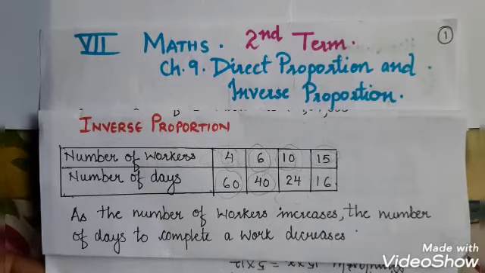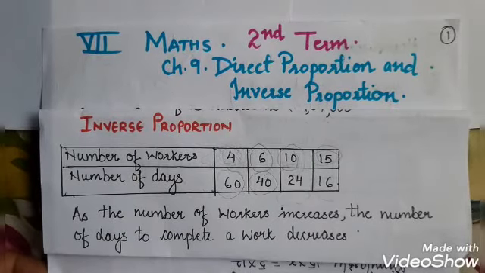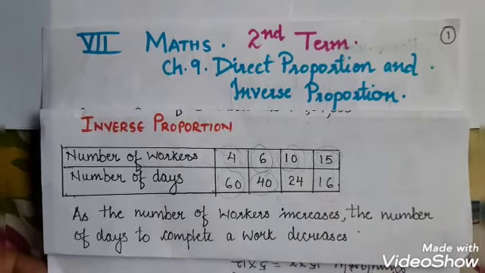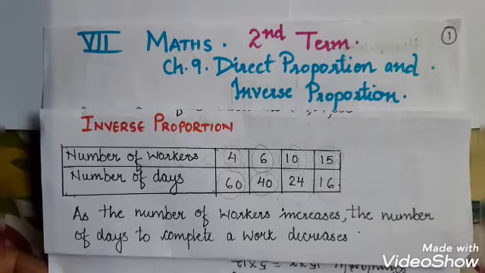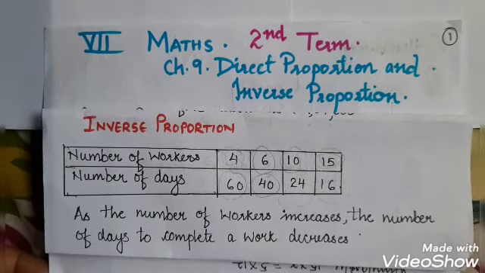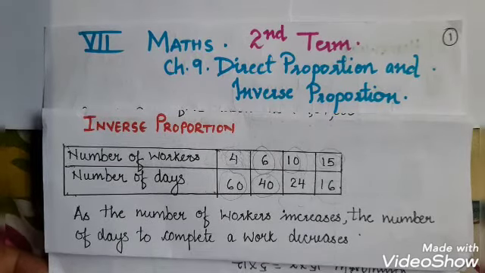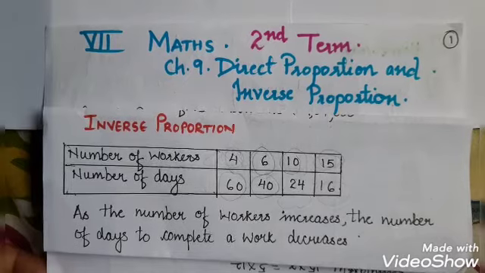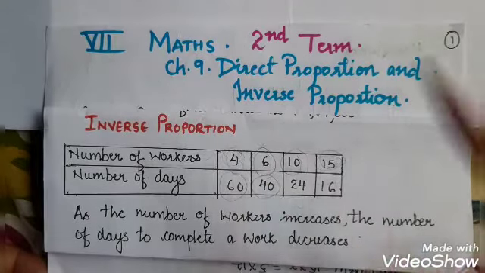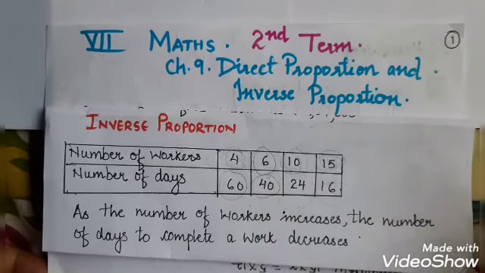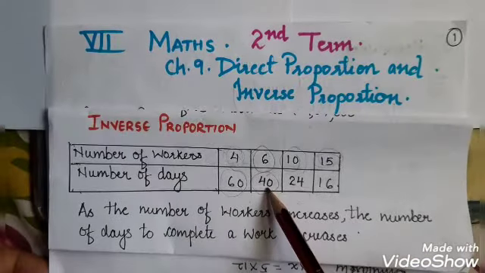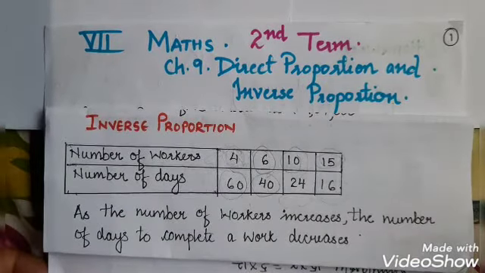So if you see here, in inverse proportion, when one quantity increases, that means when the number of workers increases, the number of days to complete the work decreases. In direct proportion, when one number increases, the other number also increases, and when one decreases, the other also decreases. But here when one number increases, the other decreases. So that is called inverse proportion. Number of workers increases, so the number of days to complete the work decreases.